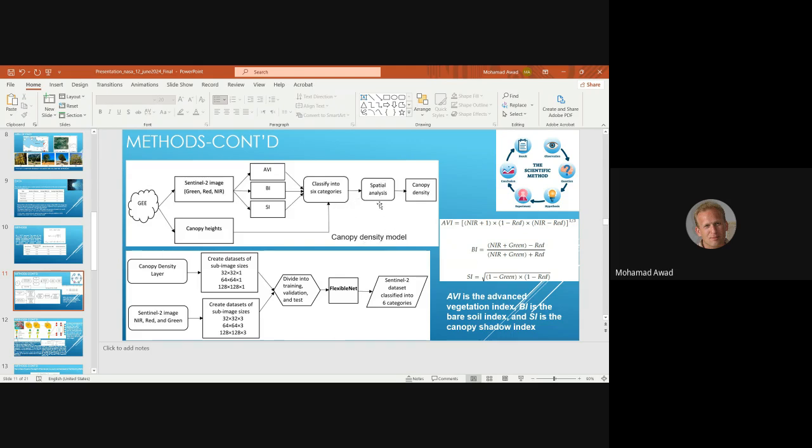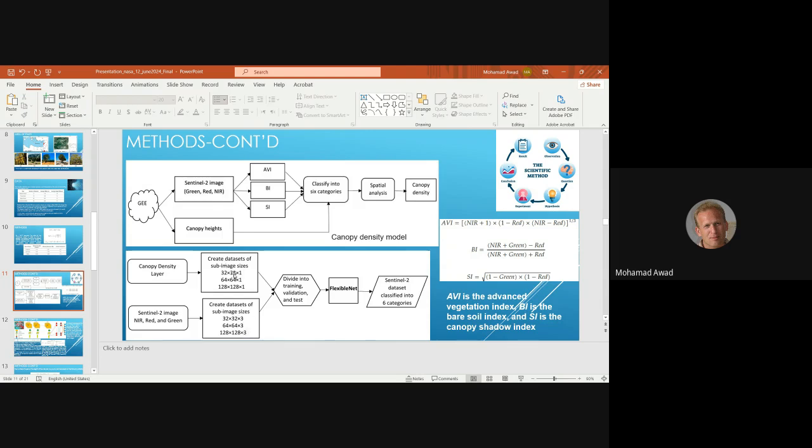We did the spatial analysis in order to create the canopy density with the classes needed, from very low or no carbon sequestration to the very high carbon sequestration ability. After that, we created 3 data sets representing different sizes of images. The images of Sentinel-2 are divided into 3 different sizes, 32 by 32 by 3.